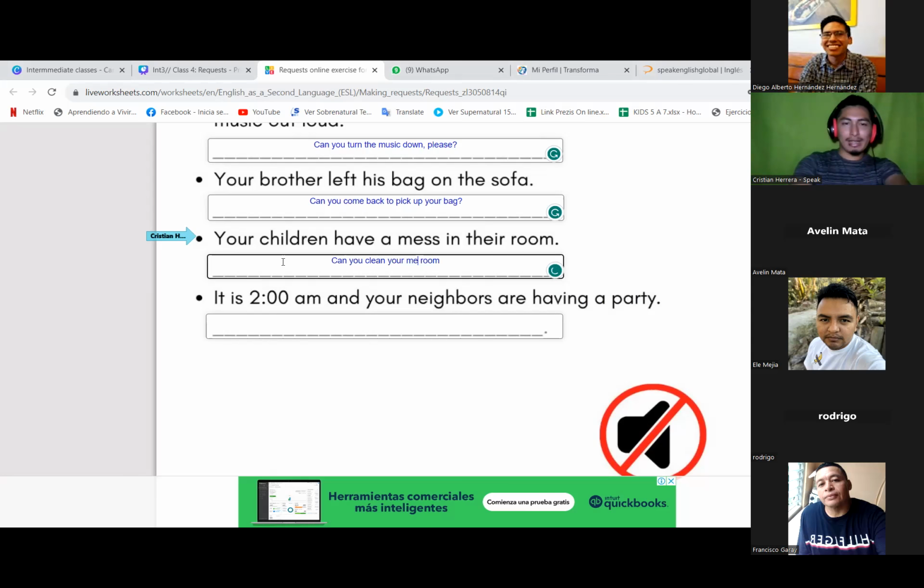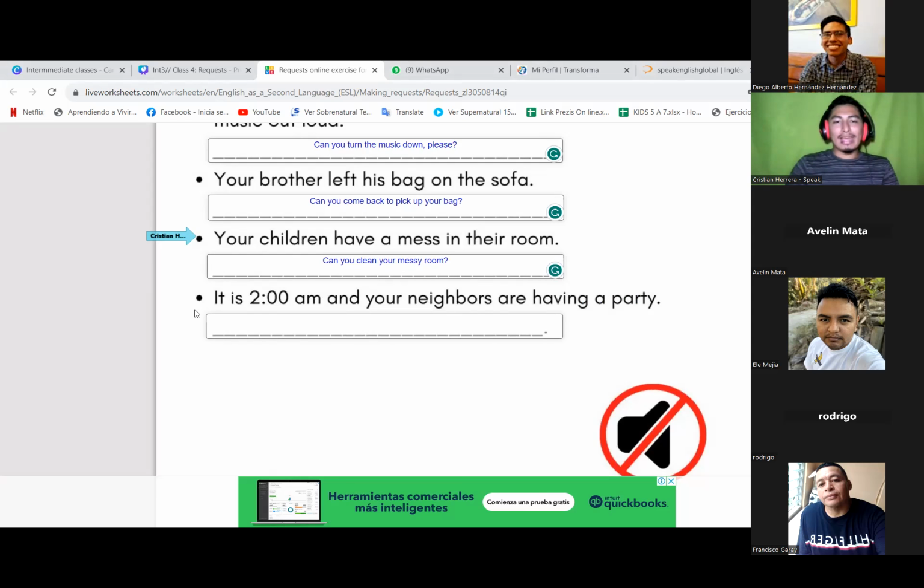Okay, can you clean your messy room? Messy. Pretty good. Can you clean your messy room? That's a good option. Okay. Francisco, well, he sounds angry. So pretty good. Nice. Okay, guys, let's see the last example.